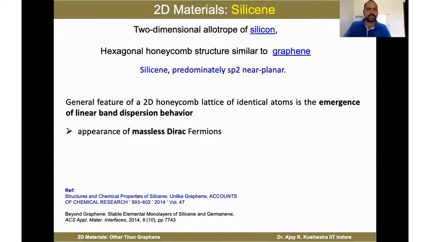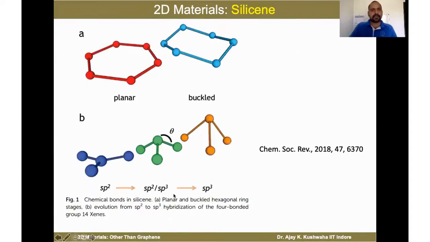Moreover, since this has a linear band dispersion, its electrons behave as massless Dirac fermions, and it also shows a very high carrier mobility, similar to what we have seen in the case of graphene. I would suggest you go through this reference for more detail about this material.